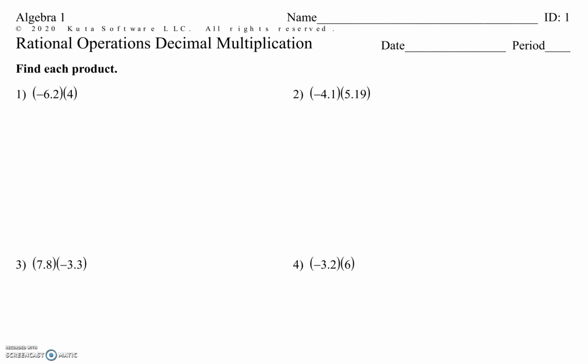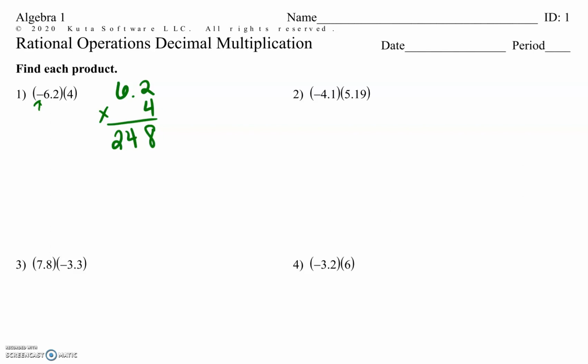Alright, so if we look at number 1, we have negative 6.2 times 4. So I'm going to stack them like this, and I'm not going to worry about the negative sign. Not going to worry about that negative sign or the decimal point until the end. So I'm just going to multiply. I'm going to take 4 times 2, which would be 8, and 4 times 6, which would be 24.